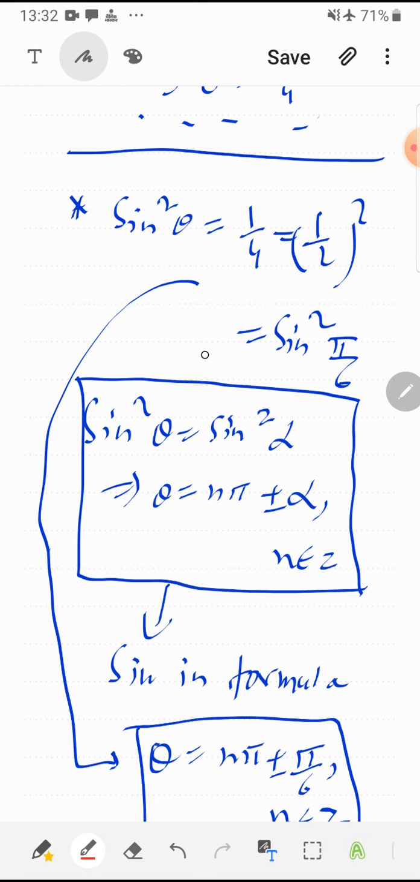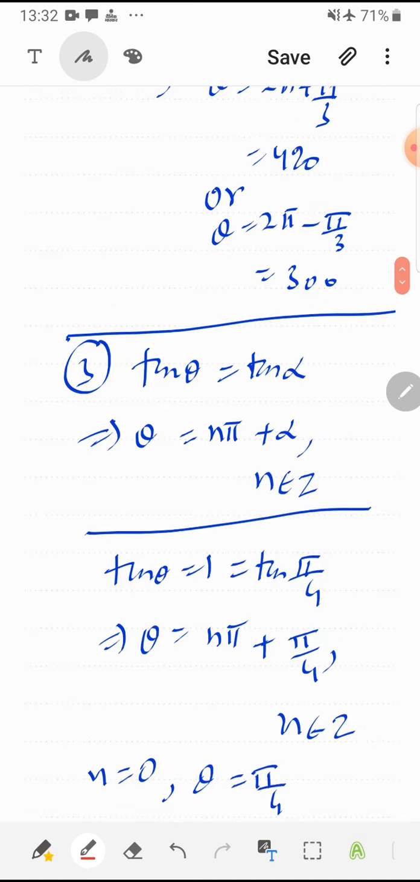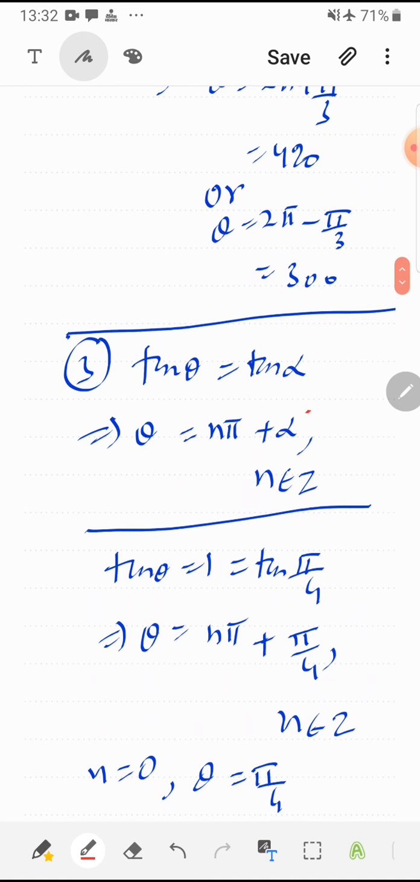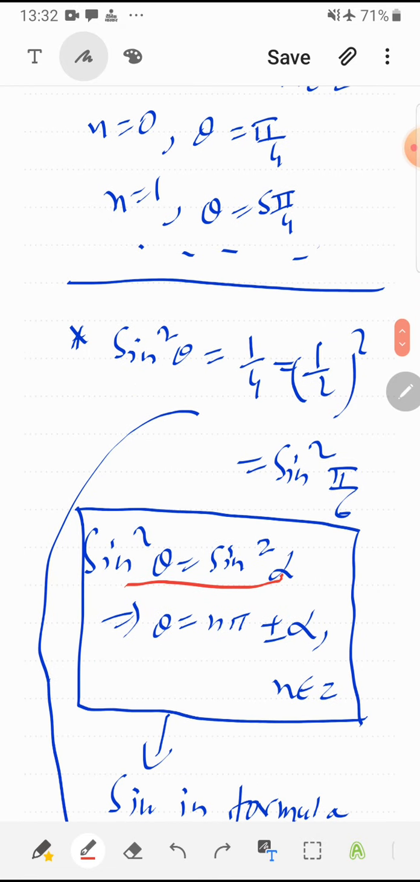But we have a result from which we can straight away get the values if two squares are equal. So if sine square theta is equal to sine square alpha, then theta is equal to n pi plus minus alpha. This result is similar to tan theta is equal to tan alpha. The difference is that there it has n pi plus alpha only, here it has n pi plus minus alpha.